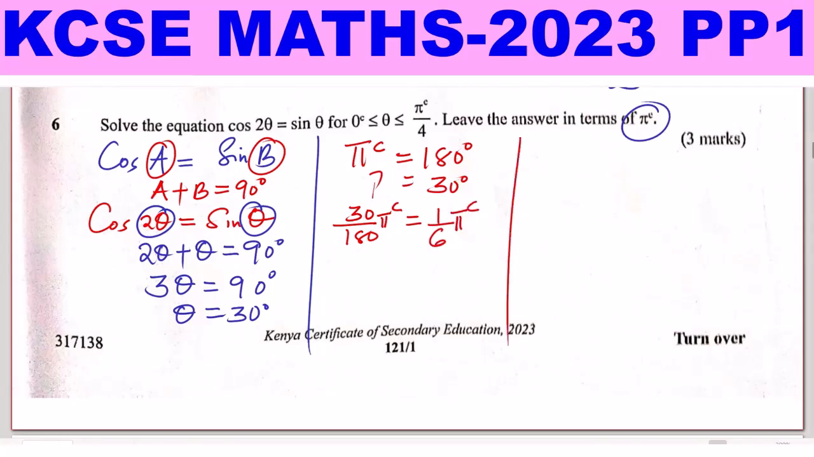So when you look at the range that you're given, pi radians divided by 4, we don't have any other angle that we can give. So therefore, theta is equal to 1/6 pi radians, or you can write it as pi radians over 6.